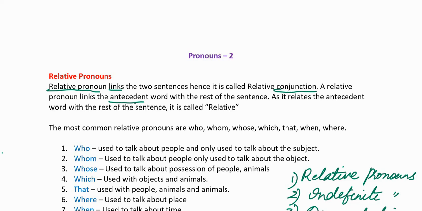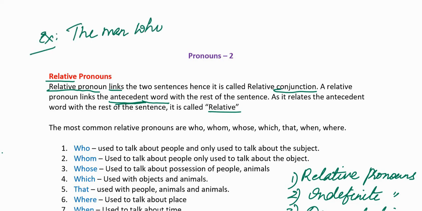A relative pronoun links the antecedent word with the rest of the sentence. Now, antecedent is something which comes first. They are saying that a relative pronoun links the antecedent word, meaning whatever word comes before the relative pronoun, it is going to link that antecedent word with the rest of the sentence. It might be either a noun or a pronoun. As it relates the antecedent word with the rest of the sentence, it is called relative. Now, why do we call it relative? Because it relates. What does a relative pronoun do? It relates 2 sentences, or we can say it relates the antecedent word with the rest of the sentence.